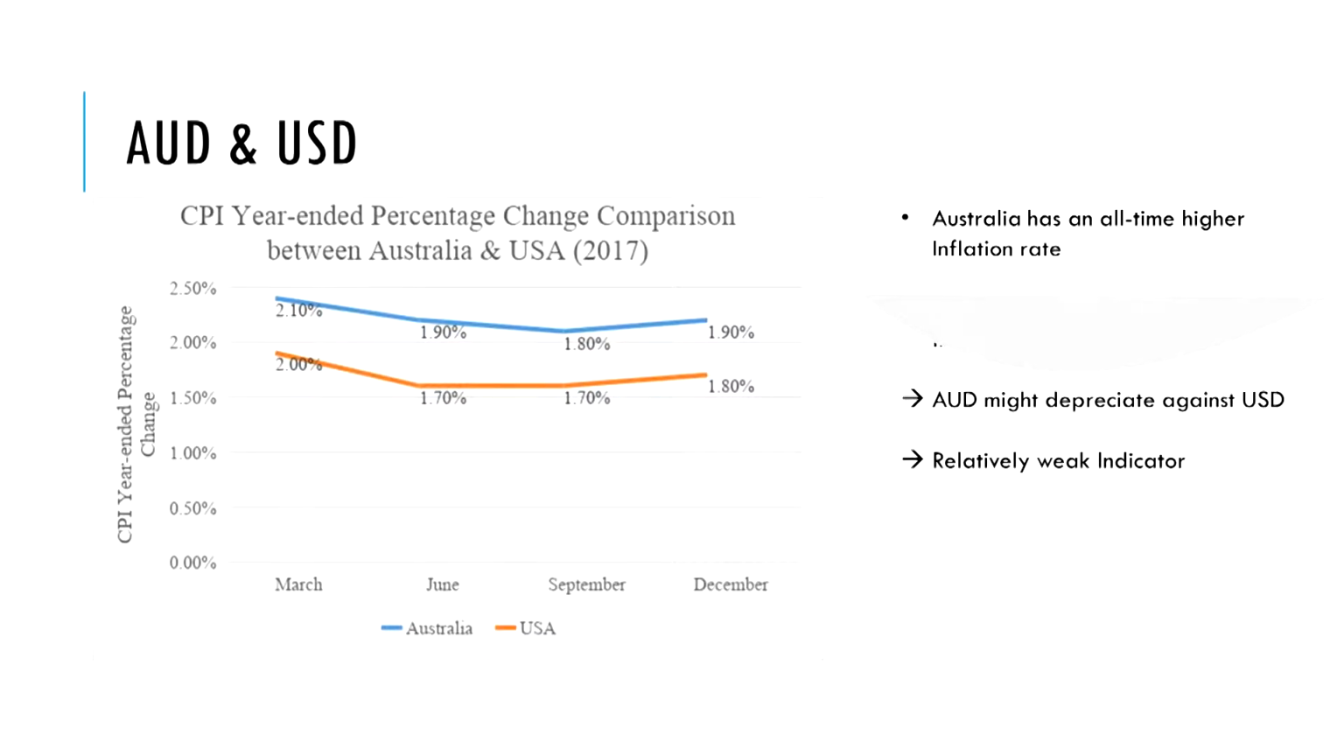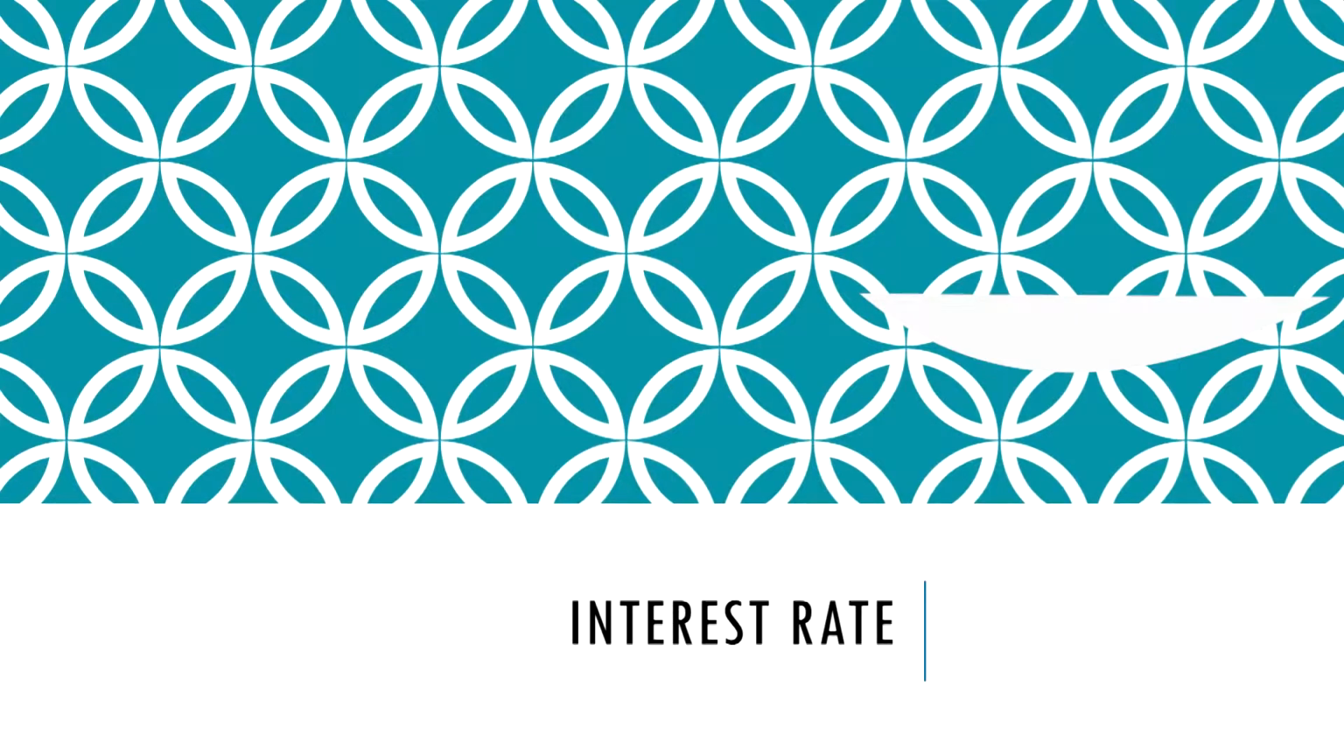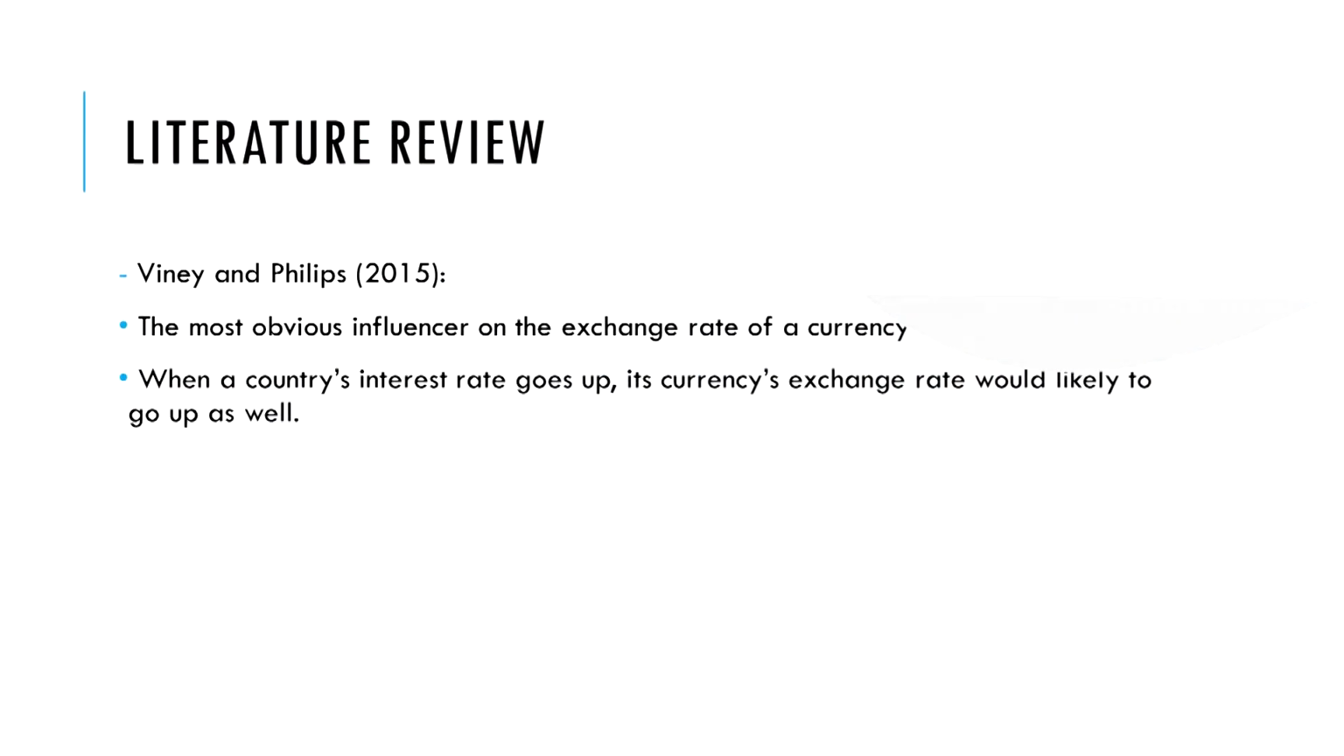Recently, both countries experienced an increase in percent in December 2017, as Australia's percentage change is 1.9%, higher than that of the US at 1.8%. According to the theory stated earlier, we would expect the AUD to depreciate against the USD. However, it should be noted that the difference of only 0.1% implies inflation rate in this situation is a weak indicator. Further data is needed for more careful consideration. Moving on to interest rate.